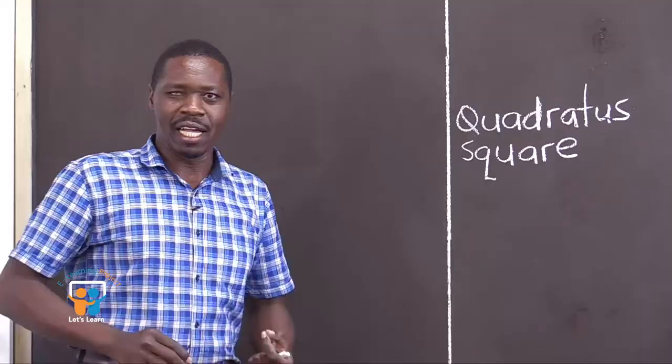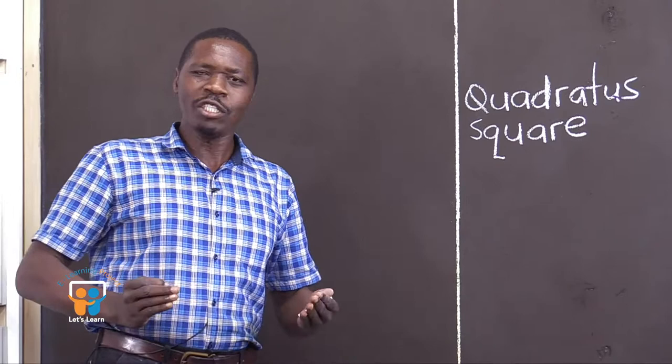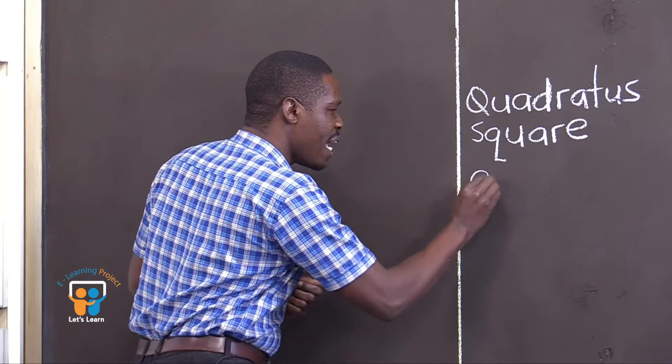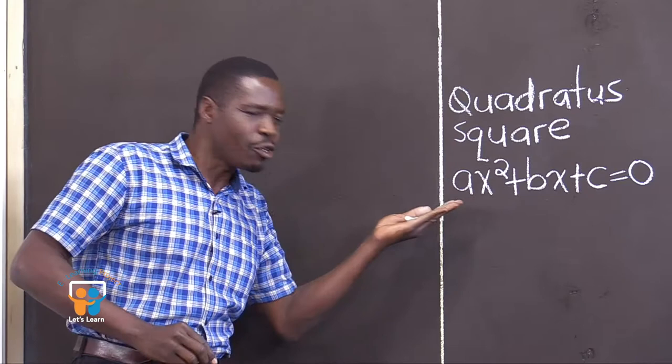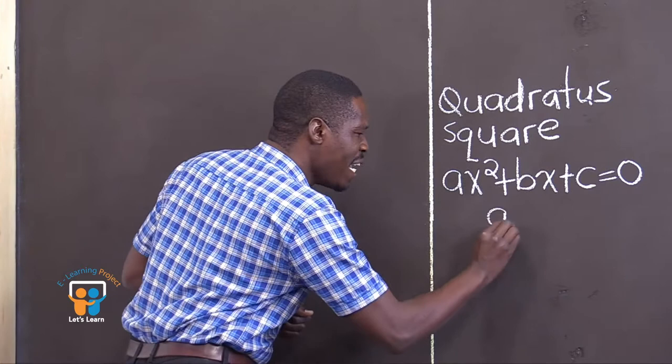But remember, when we come back to the English language, a quadratic equation is defined as that type of equation in the form ax squared plus bx plus c equals zero. This is the definition of a quadratic equation, where a is never equivalent to zero.